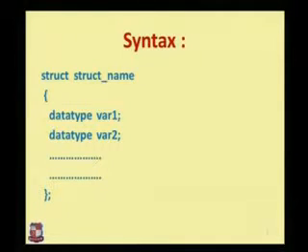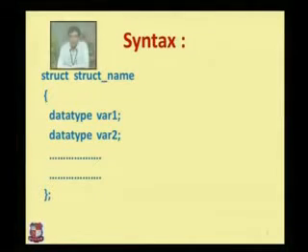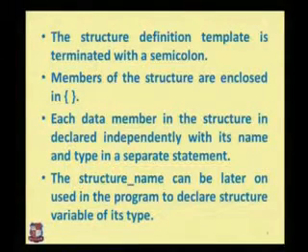The syntax of a structure includes the keyword struct with a particular structure name, that is struct name, with starting curly braces, and we define the data types: data type variable 1, data type variable 2, and data type variable n. We can include many types of data types, enclosed with ending curly braces and a semicolon. The semicolon defines that this is a particular template group which represents a particular structure with a structure name. The name defines that this is a type of structure. Then the structure definition template is terminated with a semicolon.